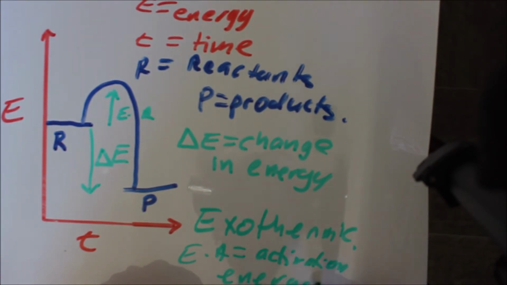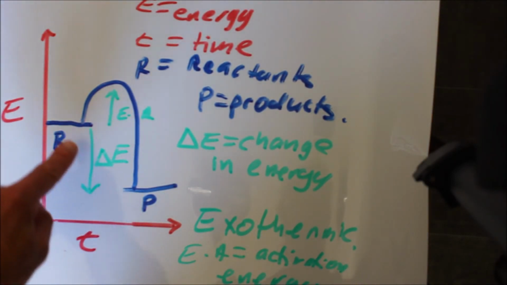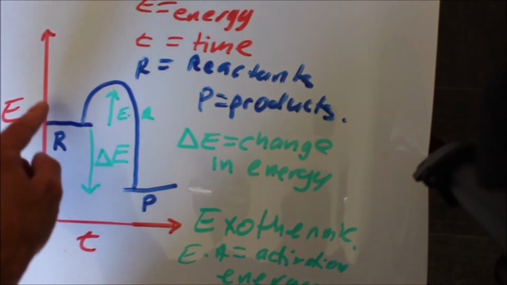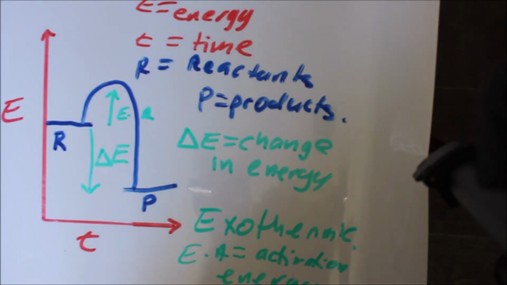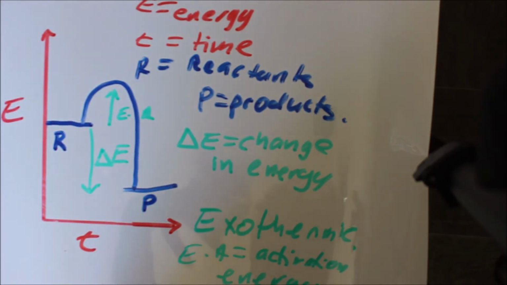Now in an exam you will be expected to label up the following things. You'll be expected to label up the change in energy, showing it going down from the reactants to the products in this case, and the activation energy, which is this hill here. If you don't know what activation energy is, don't worry about it too much. We're going to come on to it in a second. But basically, it's the amount of energy you need to start the reaction, get it going.